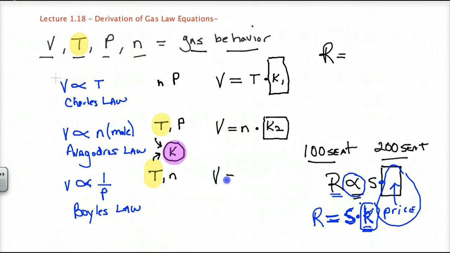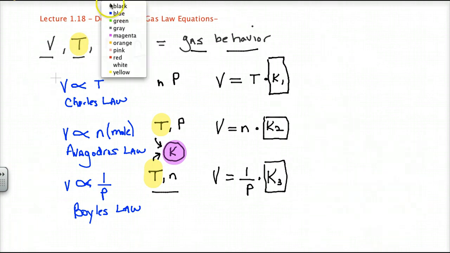And then I have volume equals 1 over P times another constant, we'll call K3. What's K3 equal to? The temperature in Kelvin times the moles. Once you know those two values, we have those. And again, these are proportionality constants. They tell me the price per seat to change the proportion sign to an actual equal sign, to numbers I can actually use. Proportionality to revenue is great, but we want to know exactly how much we're making, and that's where the equal sign comes from, and we don't get that until we have that constant, which is like the price per seat.